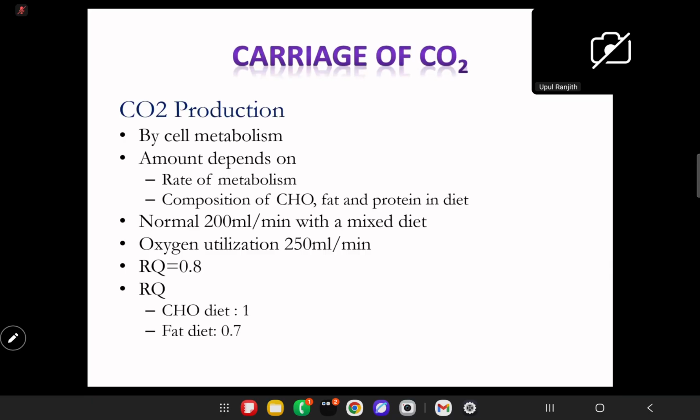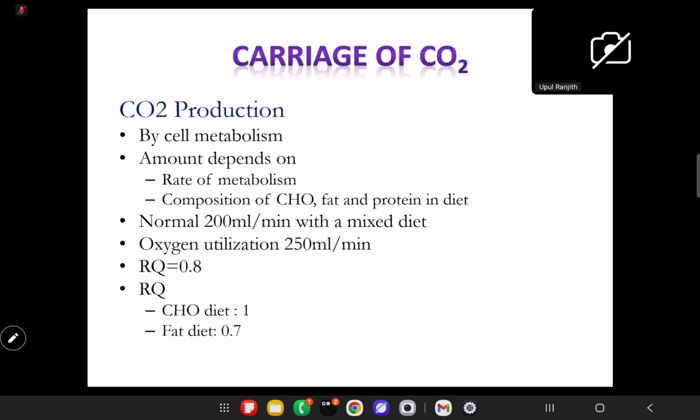Then, so, carriage of oxygen. I mentioned carriage of oxygen, then carriage of carbon dioxide. Now, if you take the production of carbon dioxide in your body, it is by cellular metabolism. The amount of carbon dioxide produced depends on the rate of metabolism and the composition of carbohydrate, fat, and protein in your diet.